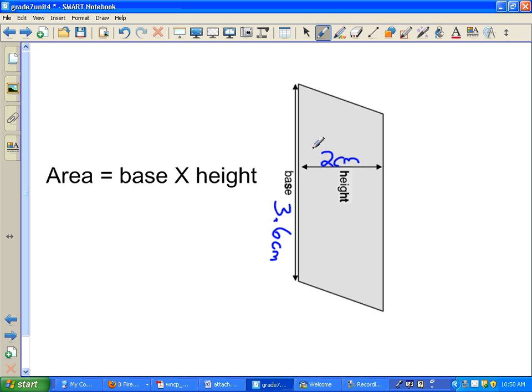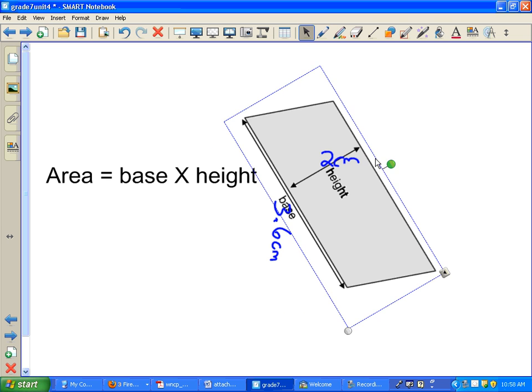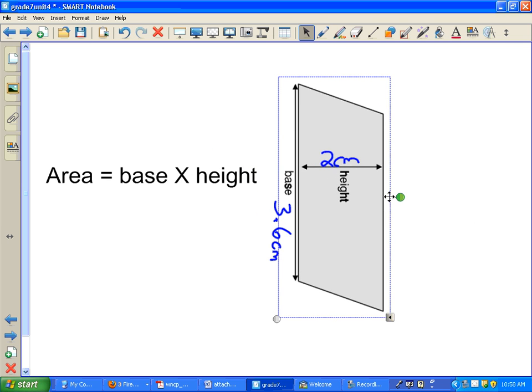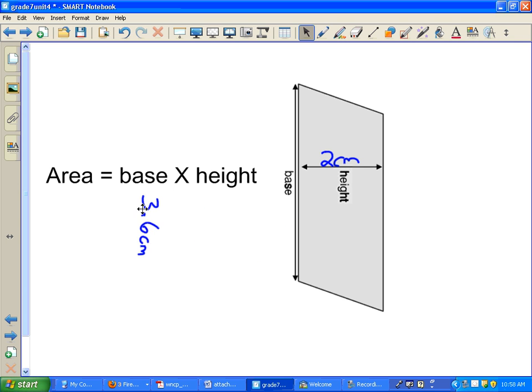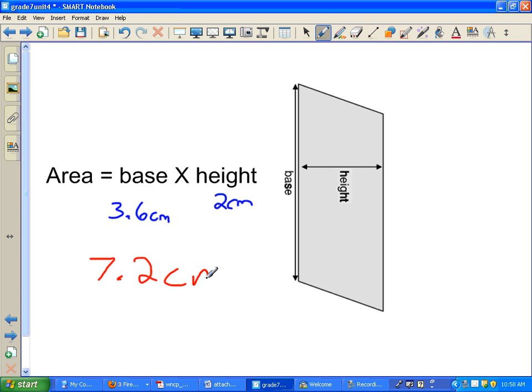In this case, it kind of looks like it's been tilted on its side. It doesn't matter. You could still either rotate it yourself to make it look normal to you, or just, if you want to look at it, we'll call this the base, and this is the height. So we can work out our formula. The base is 3.6. The height is 2. So we're going to double 3.6. And the answer will be 7.2 centimeters squared. That will be the area.